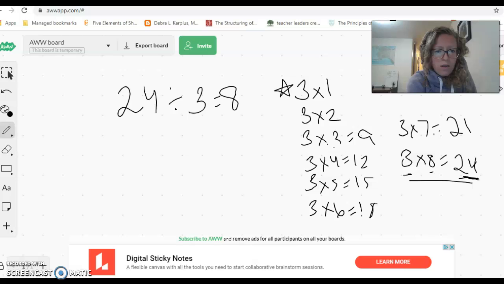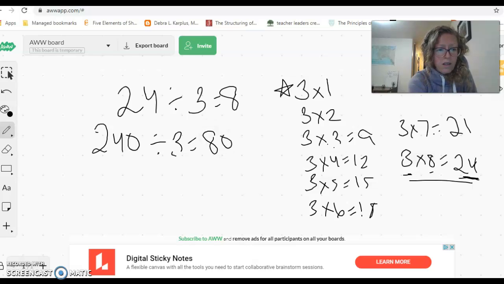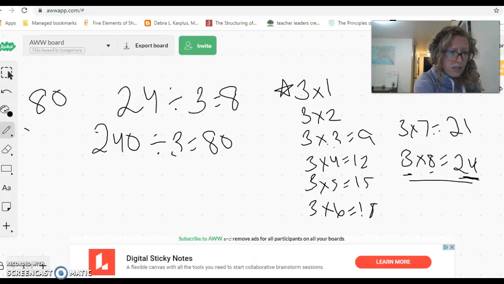Very good. But what if we had 240 divided by 3? What do you think that would be? Well, it would just be 80. And let me show you. Let's check with our multiplication. I'm going to go 80 times 3. 3 times 0 is 0. 8 times 3 is 24.